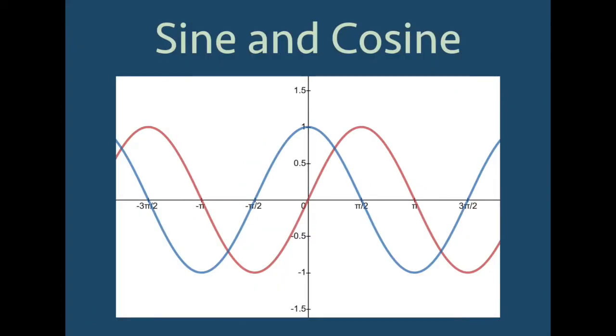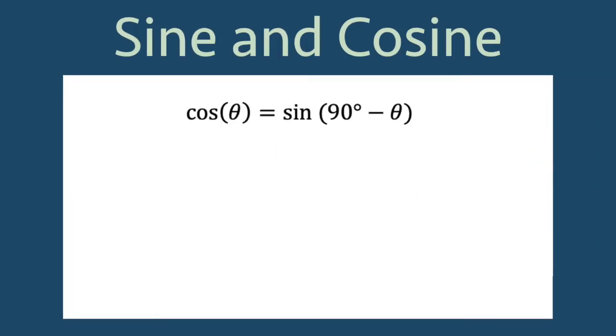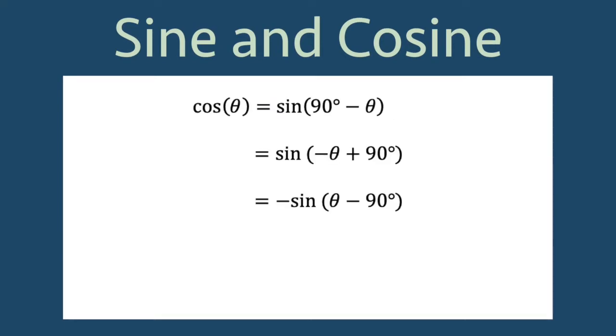Finally, how does all of this relate to cosine? There is an easy identity to start with. Since sine and cosine are cofunctions, cosine theta is equal to sine of 90 degrees minus theta. What this means in application is that a cosine wave is created through a manipulation of a sine wave. We can see what that manipulation is by using another identity. Starting where we left off, cosine theta is equal to sine of 90 degrees minus theta. This is equal to sine of negative theta plus 90 degrees, which, because sine is an odd function, becomes negative sine of theta minus 90 degrees.